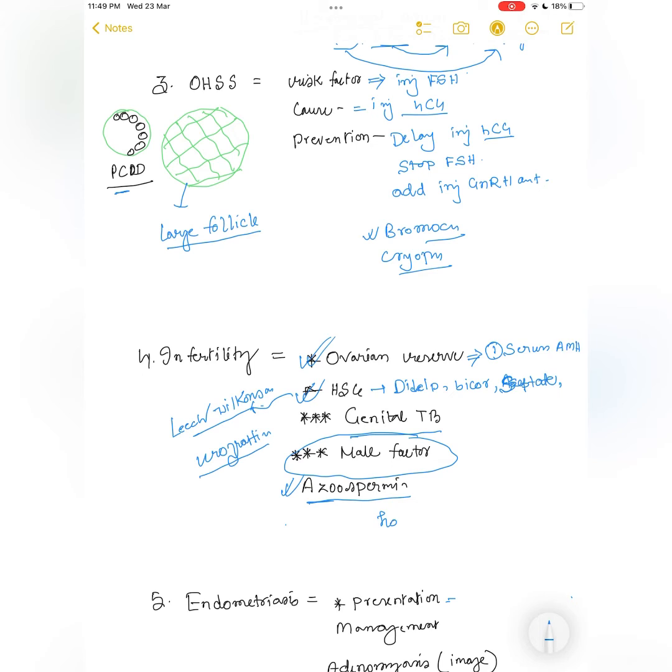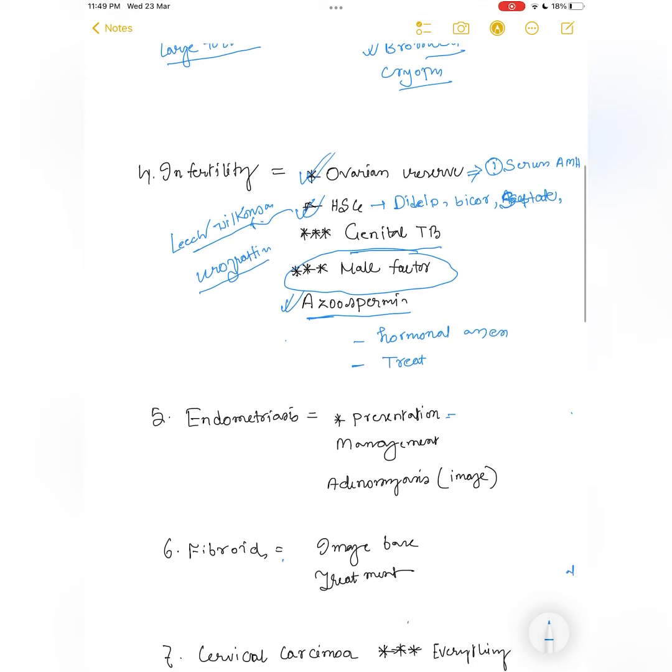Next, in case of hormonal assessment, you have to know about various things like the causes, and also the treatment is very, very important for this.